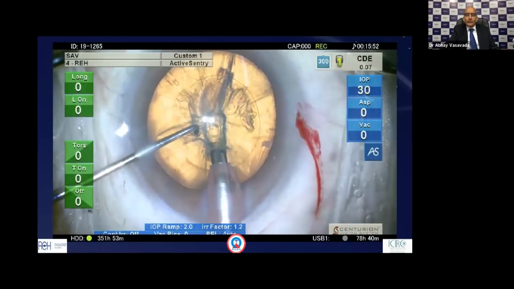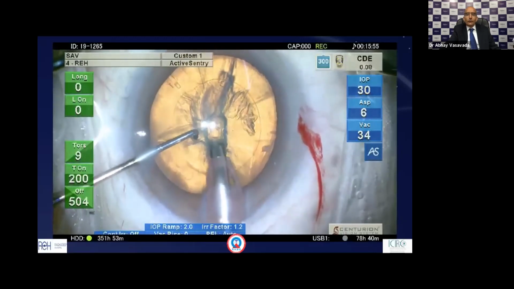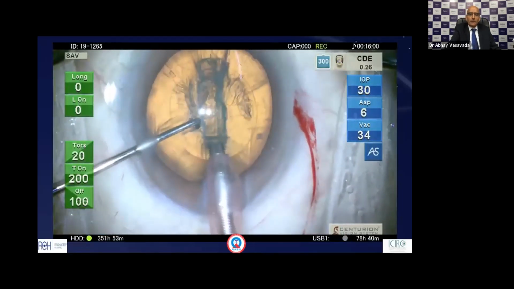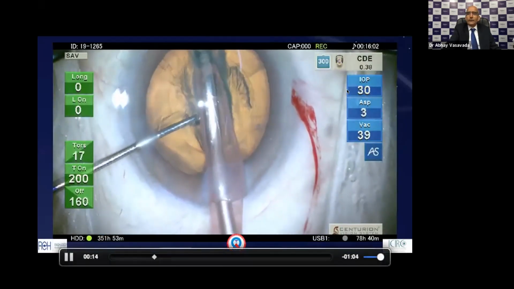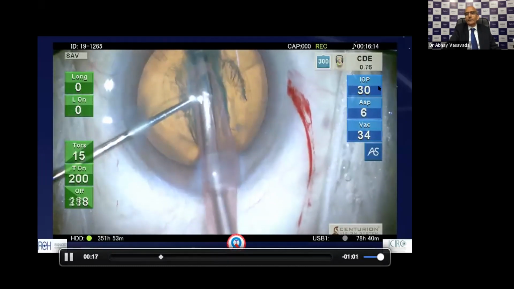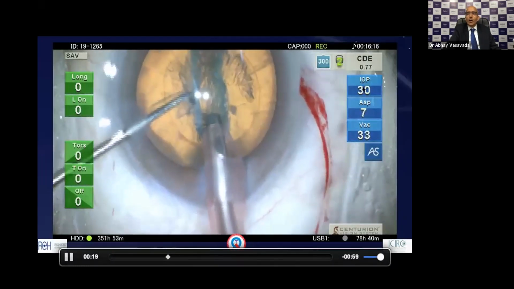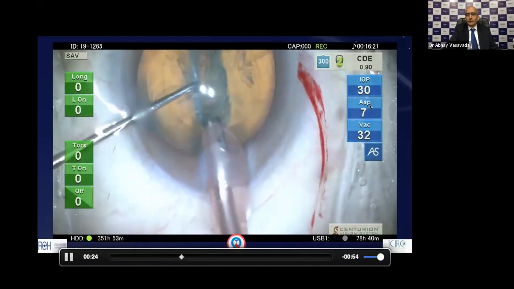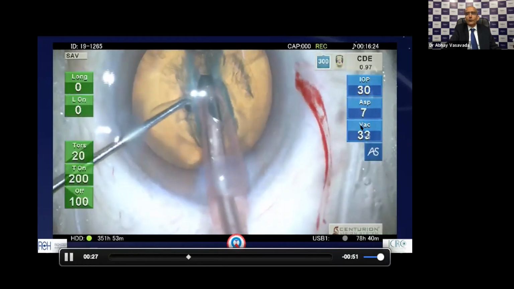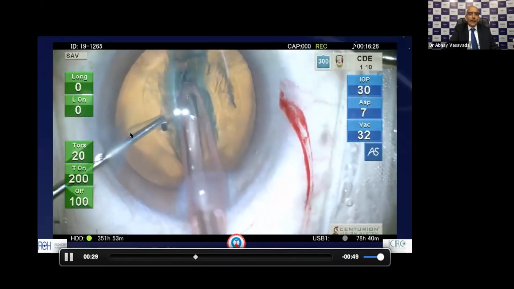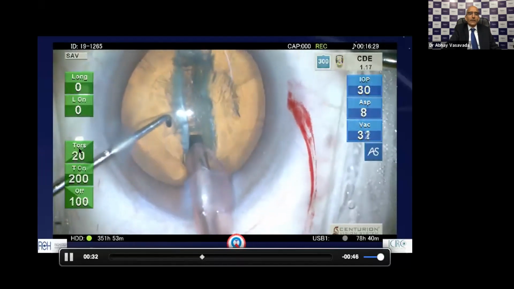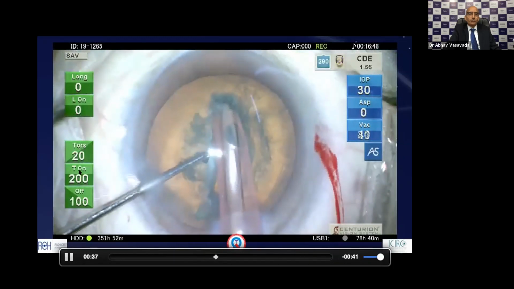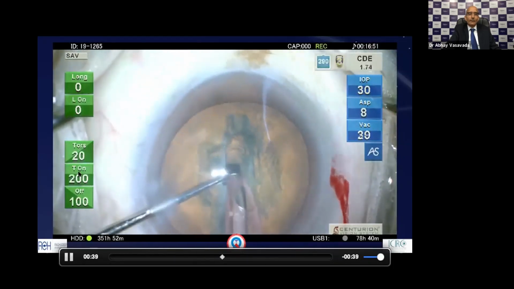The first example of sculpting involves creating a trench or a space. Notice on your right-hand side the parameters here: the IOP of 30, which translates to a 54 centimeter bottle height. Only 54 centimeter bottle height, mind you. And the flow rate is 14 cc per minute. And the vacuum is only 40 millimeter of mercury with a 10 or 20% preset vacuum, preset torsional ultrasound on a burst mode, 200 millisecond every time the burst is fired.